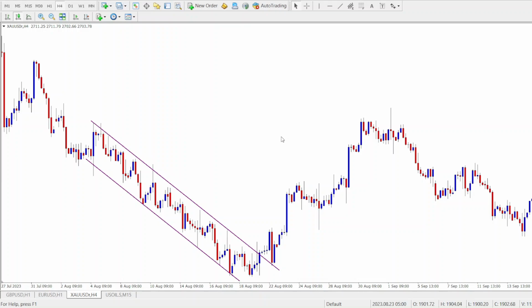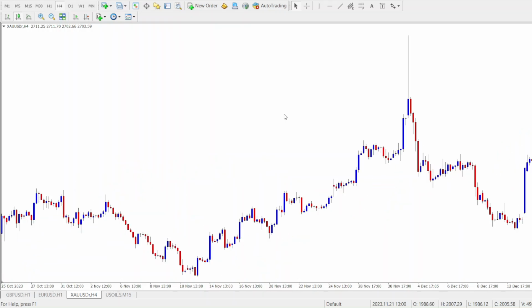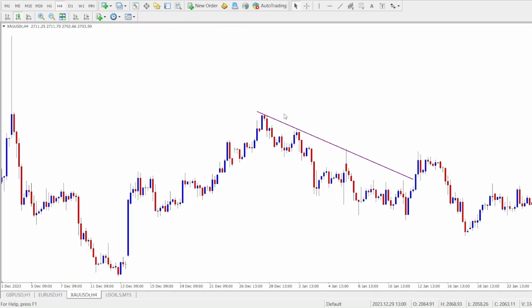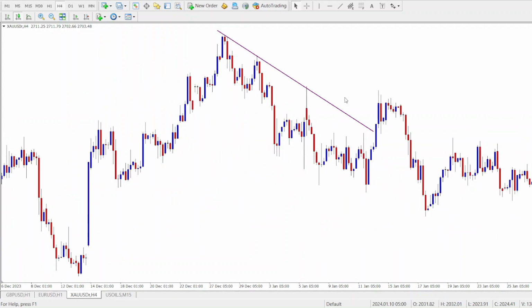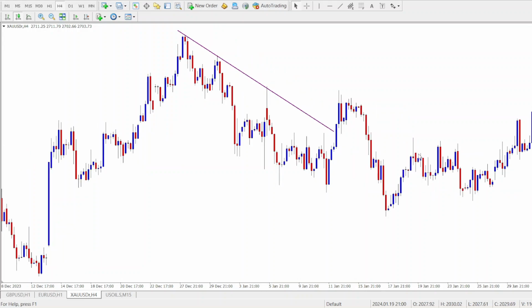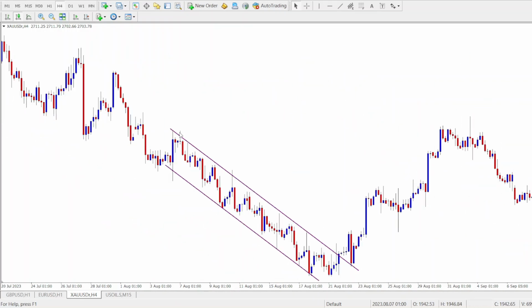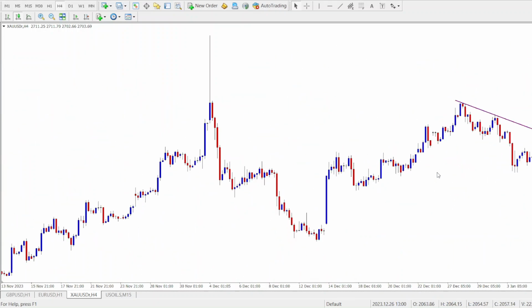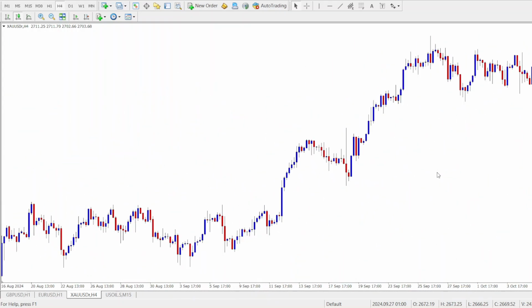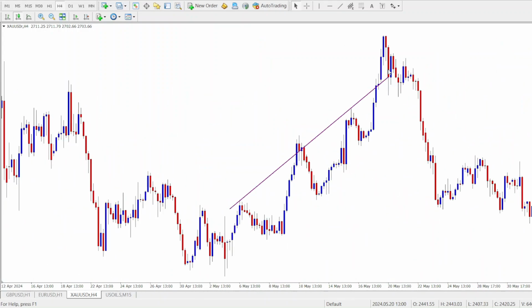So basically, drawing the channel is very easy. In a bearish channel, you need to connect two or more swing highs and two or more swing lows, but it's going in the downward direction. Then in a bullish channel, you also need to connect two or more swing highs and swing lows, but this one is going in the upward direction.